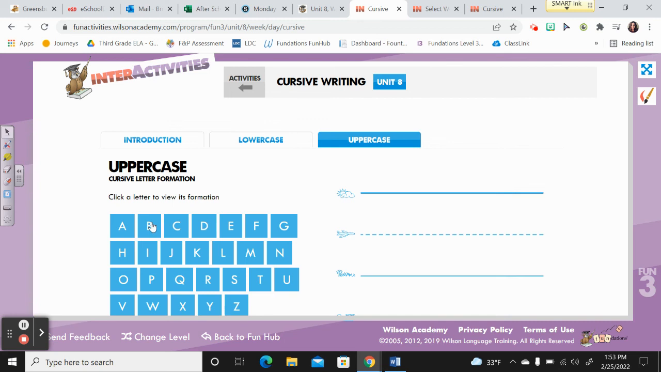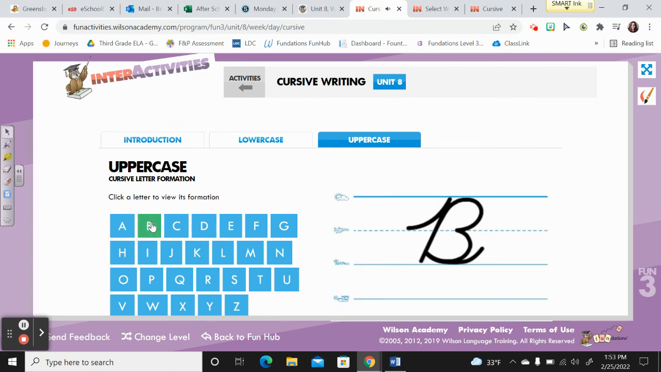Here we go. B is a plain line up letter. It starts on the plain line. Point to the plain line. Swing up to the skyline. Go down to the grass line. Trace up to the skyline. Make a big belly. Make another belly. And make a tail.